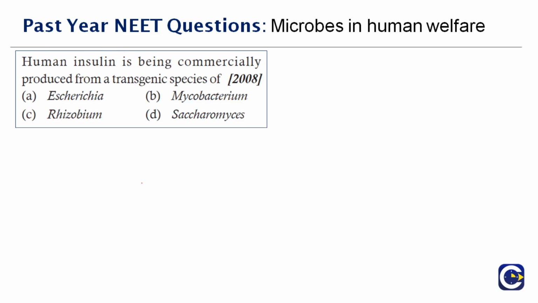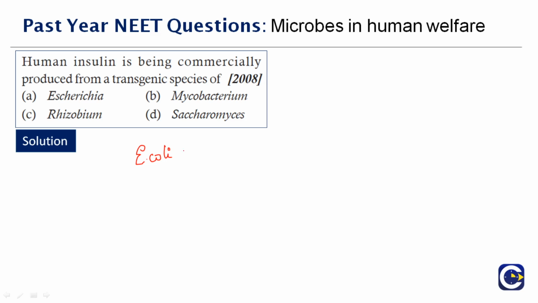Next question here. Human insulin is being commercially produced from the transgenic species of dash. Very interesting question. I think by now you have guessed the answer. It's a very easy one because it's a common question that all of us know. It is none other than Escherichia coli, simply abbreviated as E. coli. Human insulin is being commercially produced from the transgenic species of Escherichia coli.